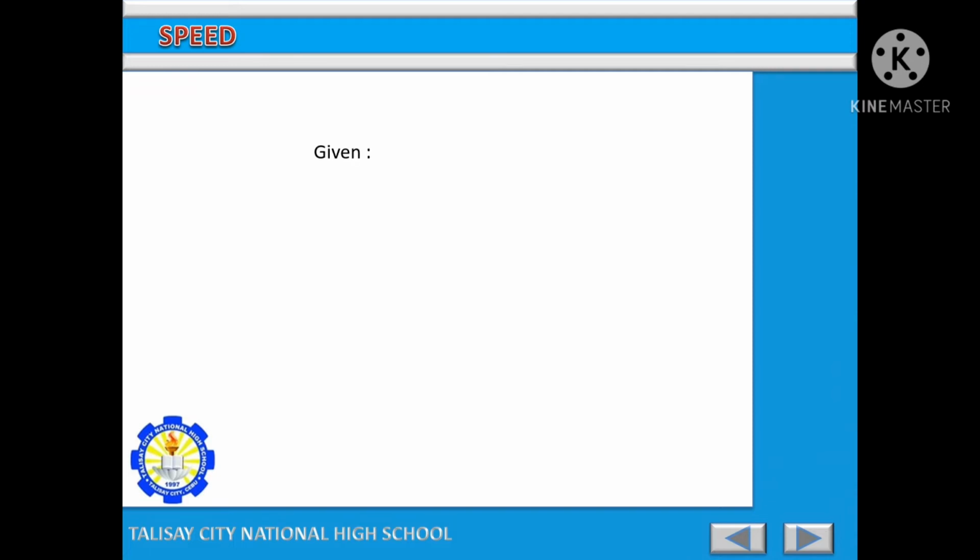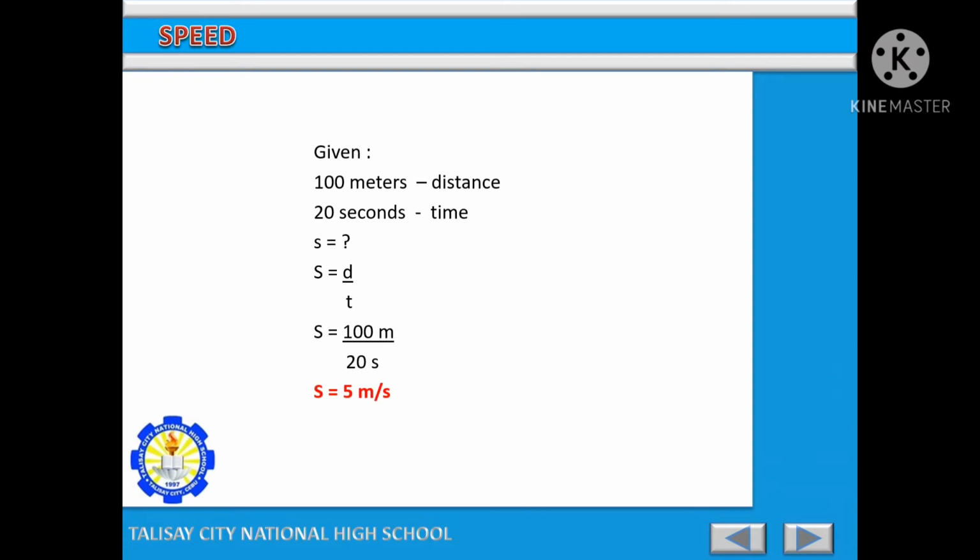For example, the given in this problem are the following: 100 meters, that is the distance; 20 seconds, that is the time given in the problem; and of course, what is being asked in the problem is the speed. Therefore, the formula that you're going to use to solve for speed is distance over time. Therefore, speed is equal to 100 meters divided by 20 seconds, and that is equal to 5 meters per second. Therefore, the rocket is moving at a speed of 5 meters per second.